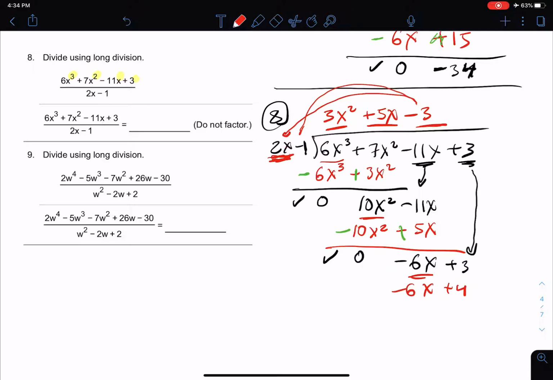Let's see, where am I at here? Is this number 8? 3x squared is 5x minus 3. Oh, what did I just do? I just forgot how to multiply, I guess. I don't know what I did.